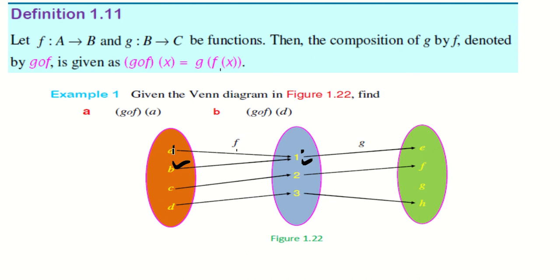But two different domain elements can have the same range value. It's okay. A goes to 1 and b goes to 1 again. C goes to 2, and as you see, d goes to 3. This is the function f. And the function g: 1 is combined with e, 2 is combined with f, and 3 is combined with h. The function g is not onto because there is one range element which is not combined.